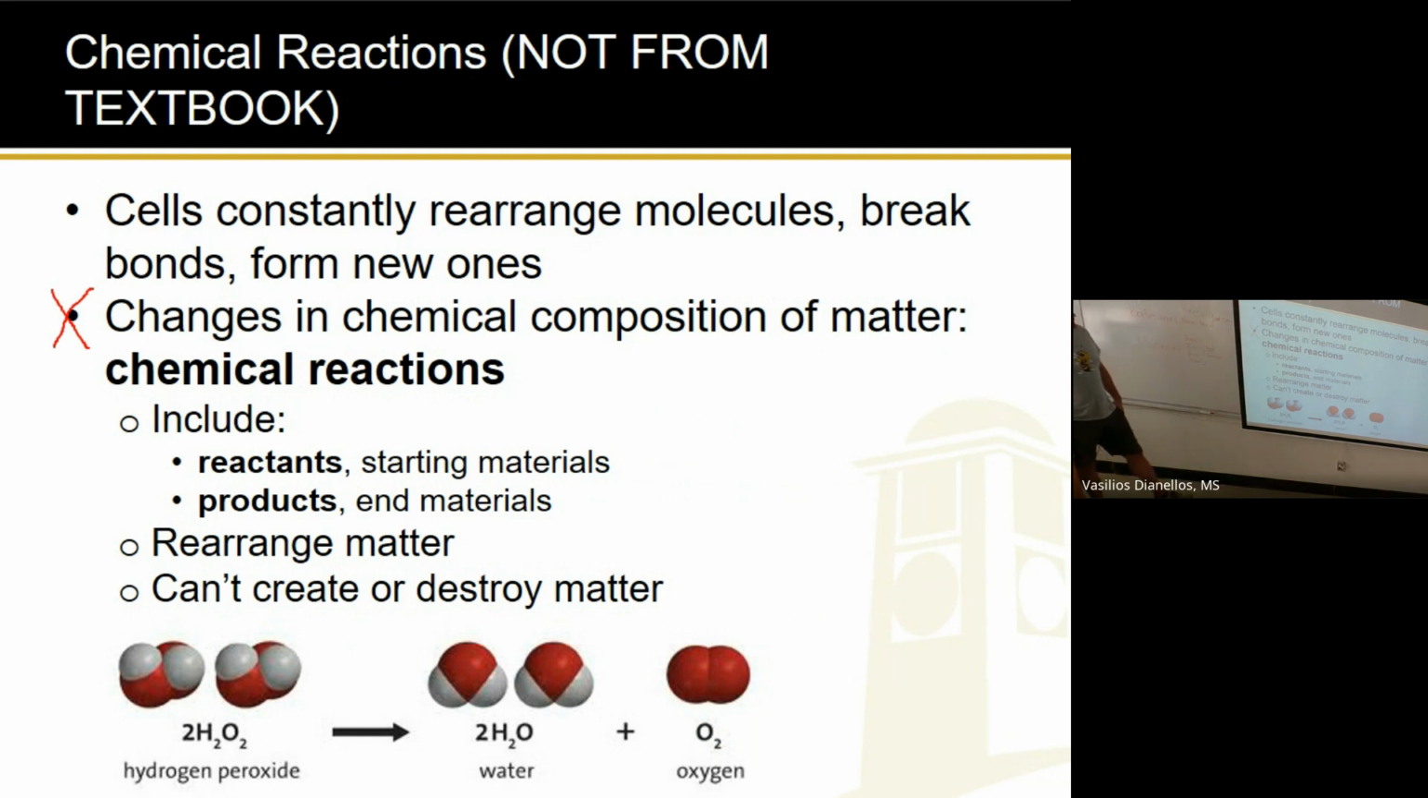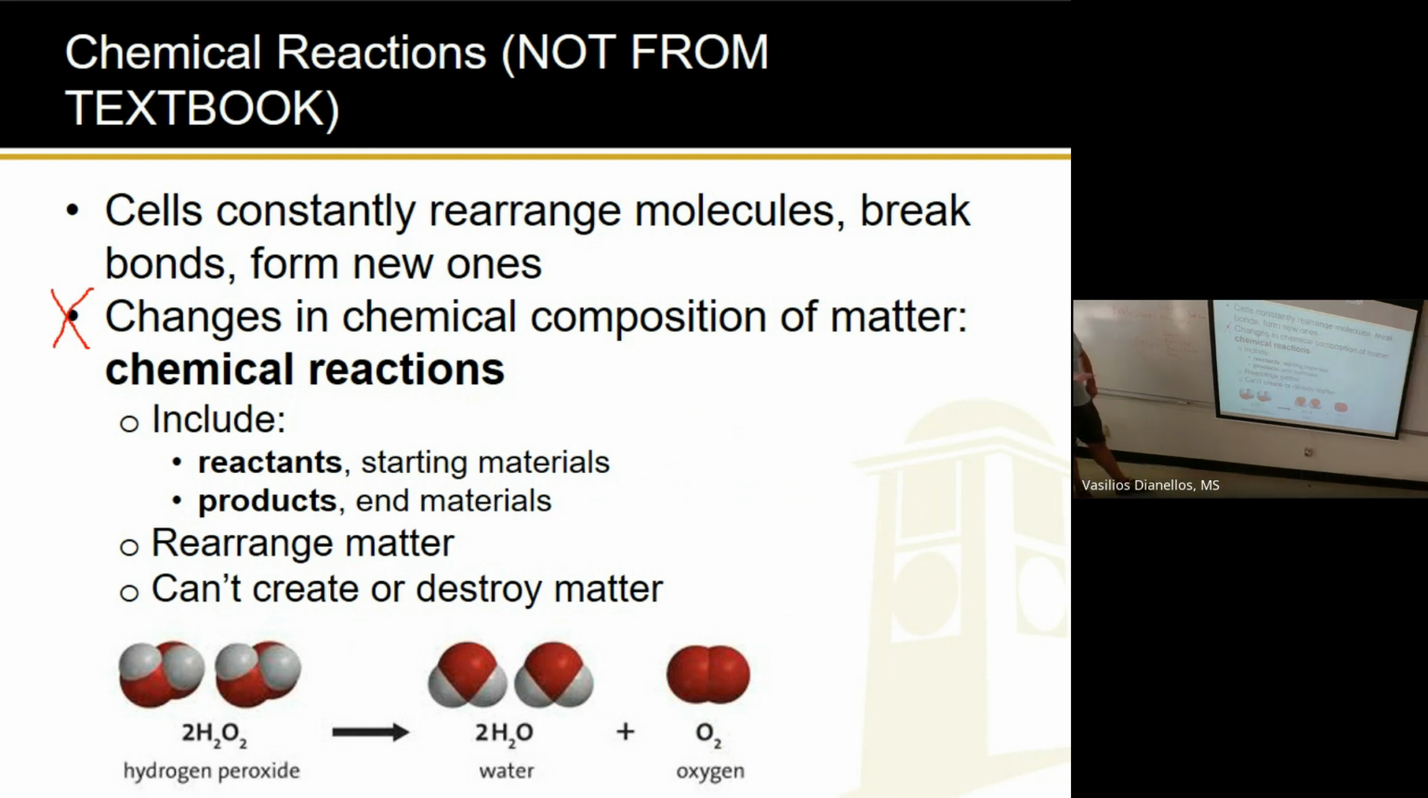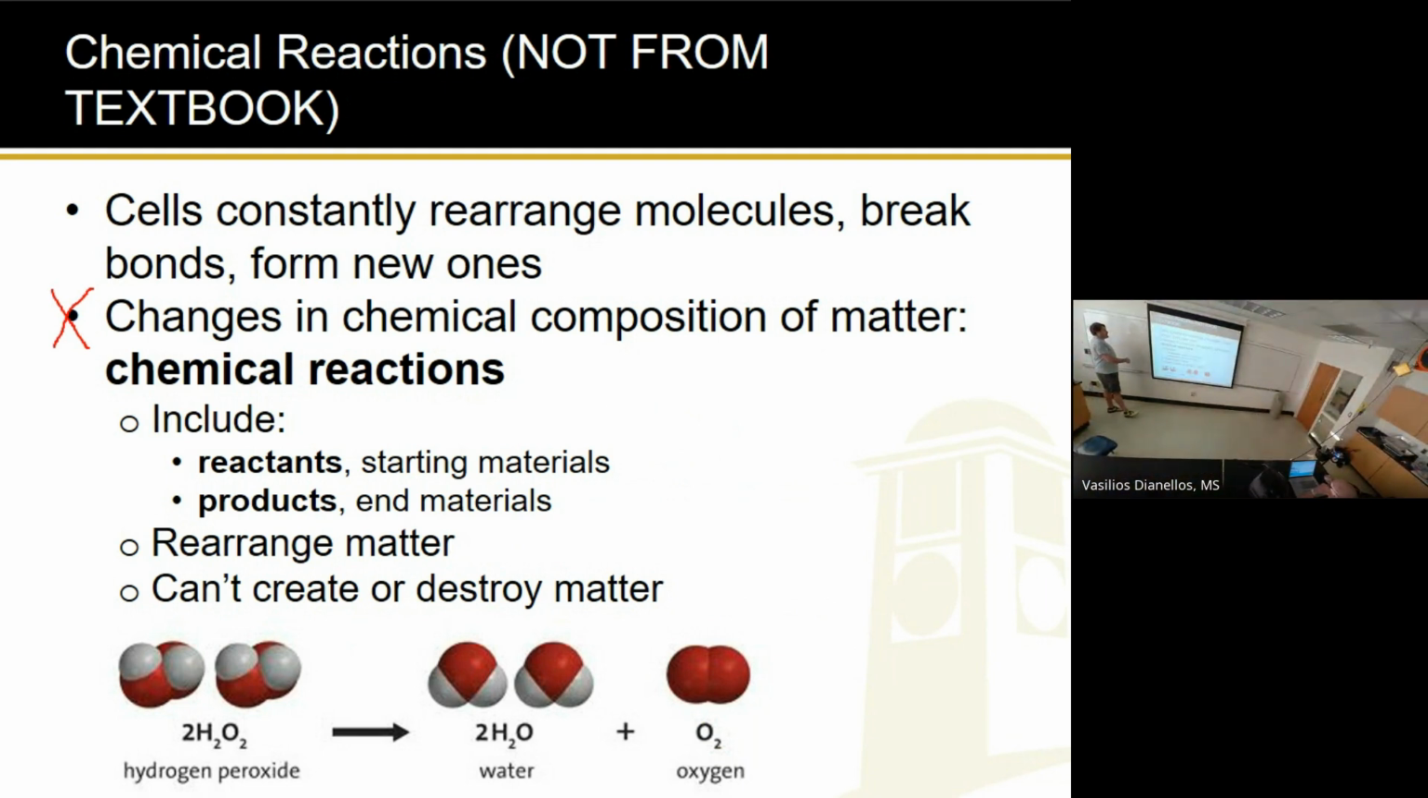Anyway, chemical reactions include two things, a reactant and a product. I love this because it's one of the few things in science where they don't give it a weird name. The name actually makes sense. Right? The reactants are the starting materials. Those are the things going into doing the chemical reactions. And the products are the end materials, right? It all makes sense. That makes sense in my opinion, right? The reactants are the starting material, the products are what we end up with.